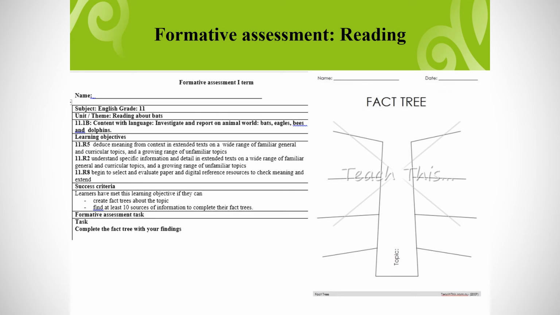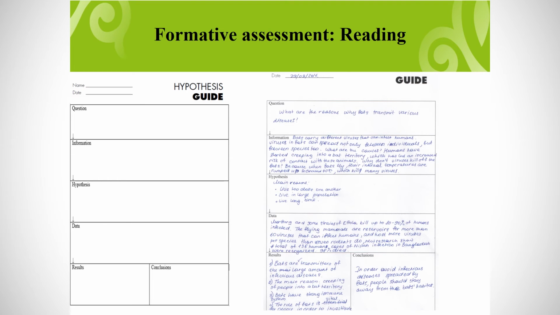Learners have met this learning objective if they can create fact trees about the topic and find at least 10 sources of information to complete their fact trees. Learners' findings are used further in a hypothesis guide. The guide consists of 6 parts: question, information, hypothesis, data, results, and conclusion. One part flows out of the previous, and all 5 should support the conclusion.